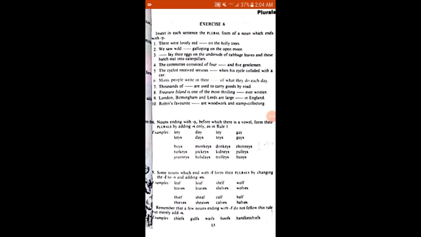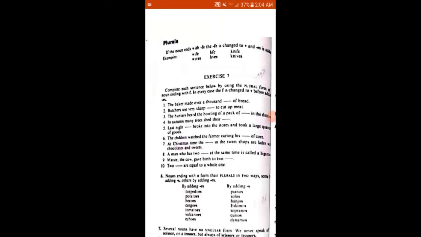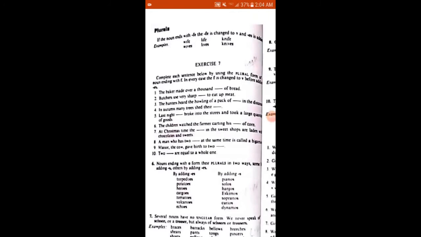Remember that a few nouns ending with f do not follow this rule but merely add s. Like chief, gloves, waves, hoofs, handkerchiefs. In these words we don't replace f, we just add a simple s after the letter f. So after understanding this, you have to do this exercise.